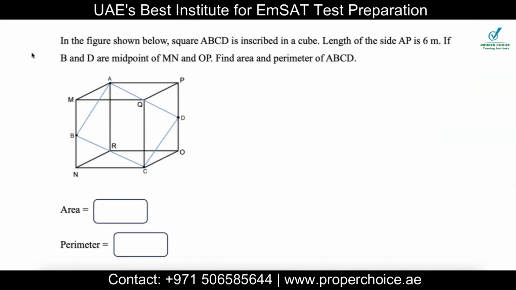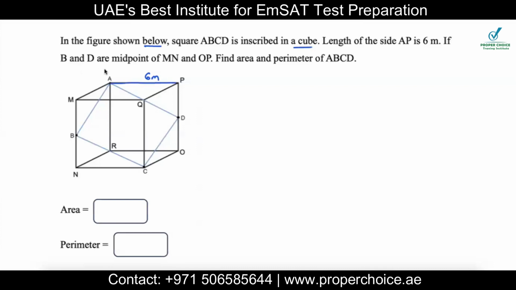This question I heard from many students, about finding the area or perimeter of the square which has been drawn inside a cube. Very important question. It says, in the figure shown below, square ABCD is inscribed in a cube. Length of side AP is 6 meter. This length has been given to us, which is 6 meter.